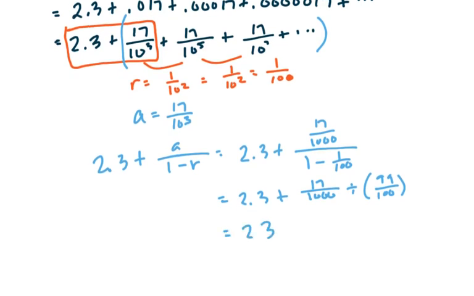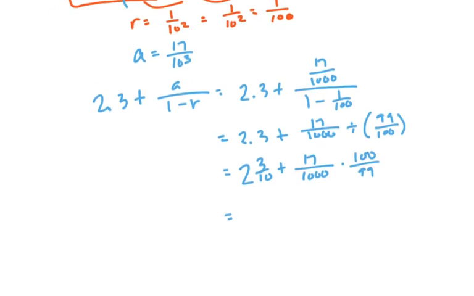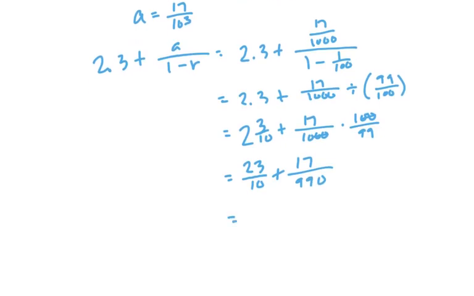So we have 2.3. Well, let's go ahead. It says a ratio of integers. So let's take that 2.3 out. Let's write it as 23 over 10, 2 3/10, plus 17 over 1,000 times 100 over 99. So that gives me 23 over 10 plus 17 over 990. So when we add, we can add and reduce to be 1147 over 495.